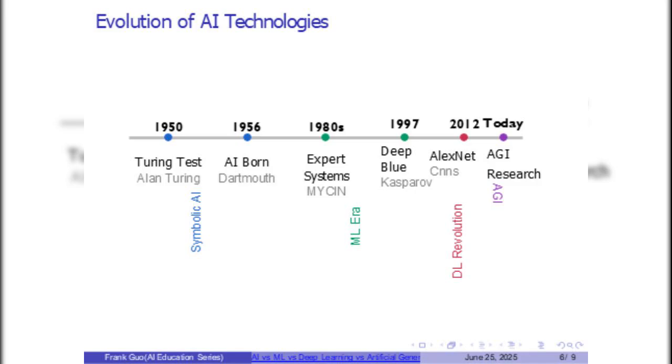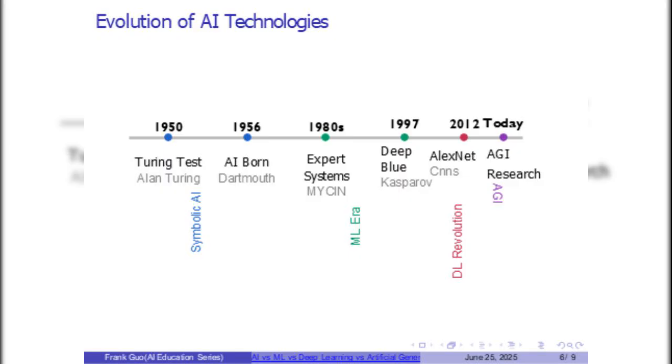Let's take a quick journey through the major milestones in the evolution of artificial intelligence. 1950: Alan Turing introduces the idea of the Turing test, asking, can a machine's responses be indistinguishable from a human's? This was one of the first steps toward thinking about machine intelligence. 1956: The term artificial intelligence is officially coined at a conference at Dartmouth College, marking the formal birth of the field.